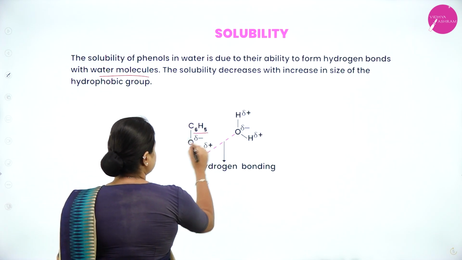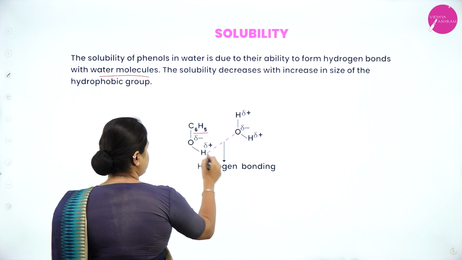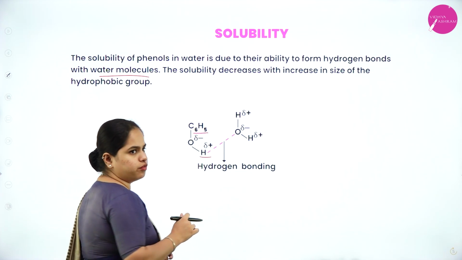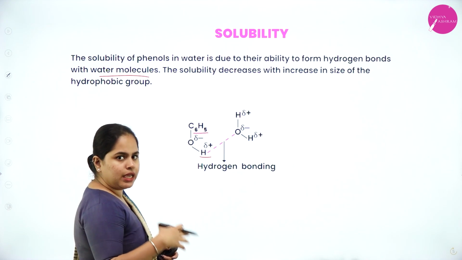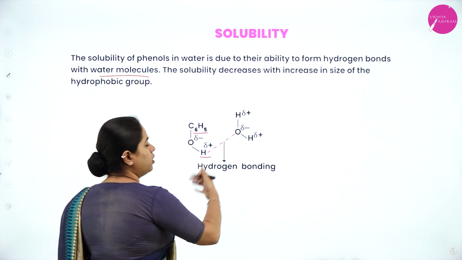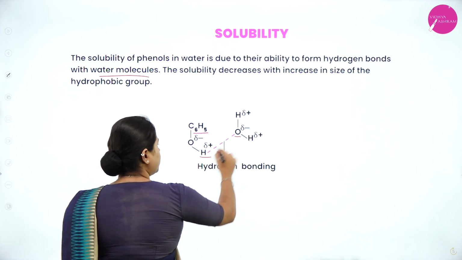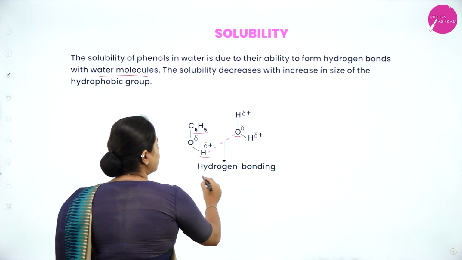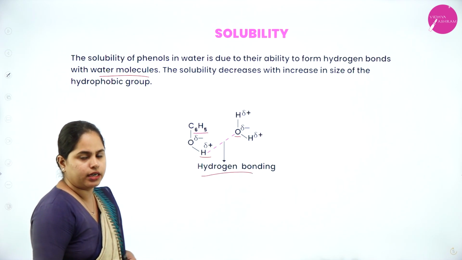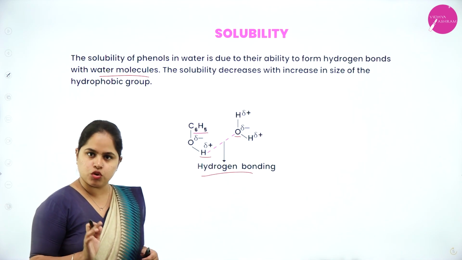So this is C6H5, which is the phenyl group, right? On benzene you have OH, that is what is shown here. The positive hydrogen atom in one molecule of phenol is forming a bond with a water molecule, where oxygen has a negative charge. So there is a bond you can see here. This pink dotted line represents the intermolecular hydrogen bond which it is forming with water. So this is why phenols are soluble, right?